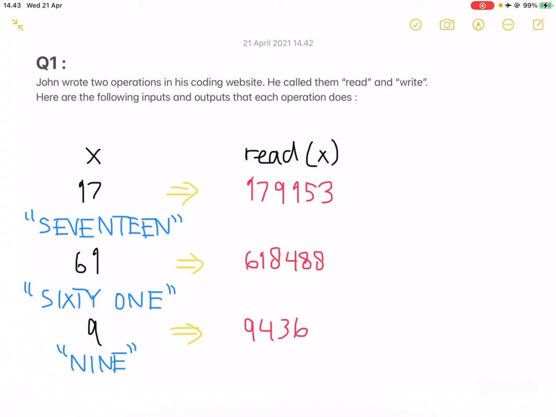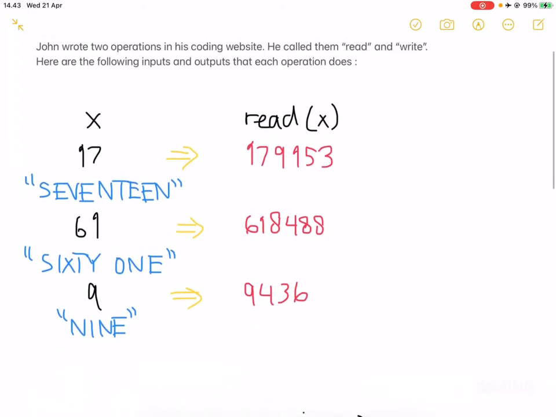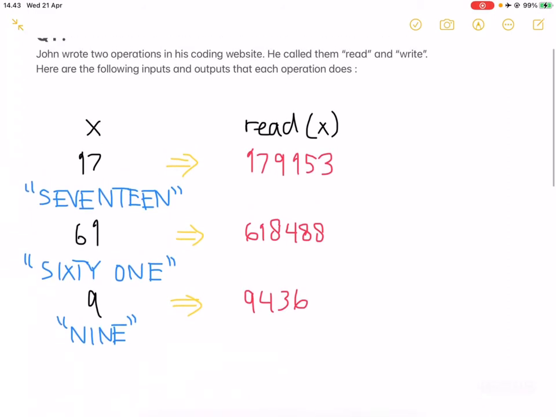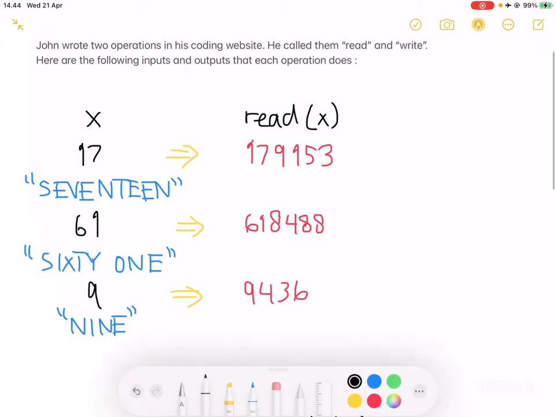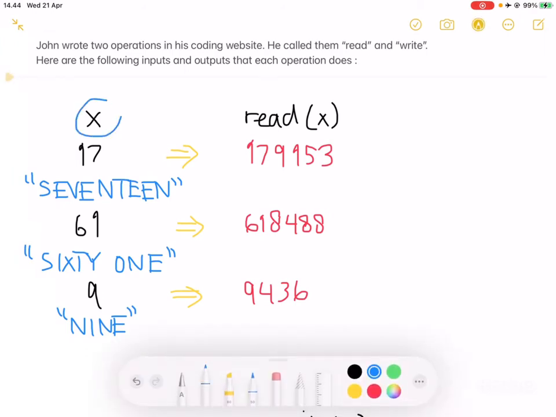For question 1, John wrote two operations in his coding website. He called them the operations read and write. So here are the following inputs and outputs that each operation does. We have a certain arbitrary integer x, and then we have its output, read of x. So that's how you read that. For example, 17 will give us an output of this number.